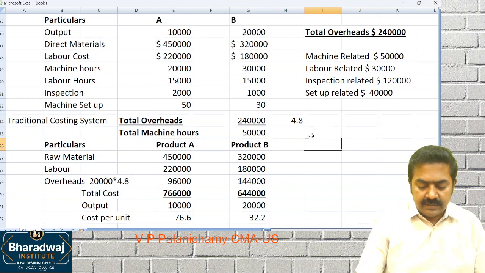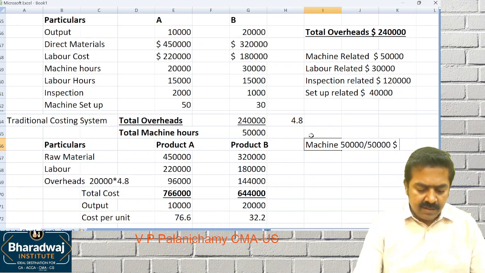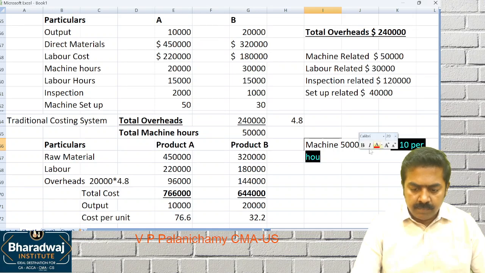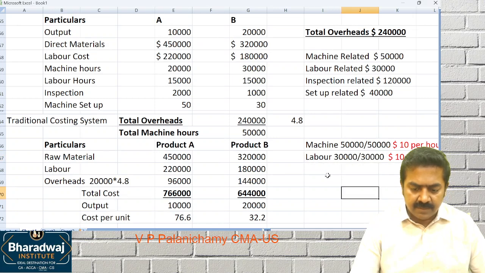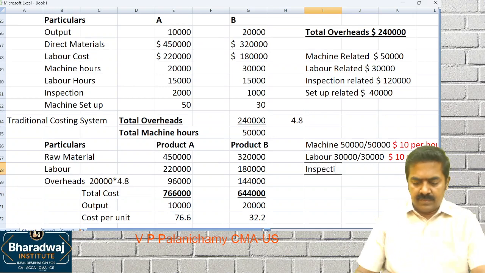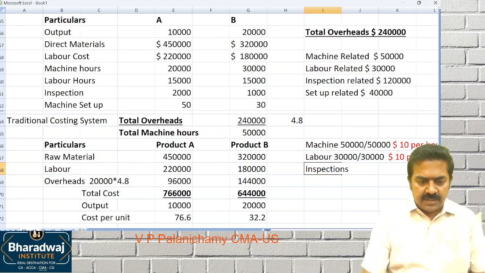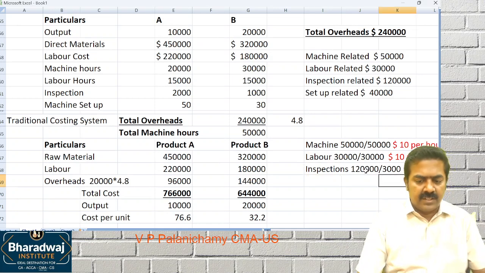Activity based costing. Machine related cost, 50,000 divided by total machine hours, that is $10 per hour. Labor related, 30,000 divided by 30,000 labor hours, that is 15 plus 15, so $1 per labor hour. That is machine hour; this is based on labor hour. Inspections: 1,20,000 divided by how many inspections? 3,000 inspections, which means $40 per inspection.